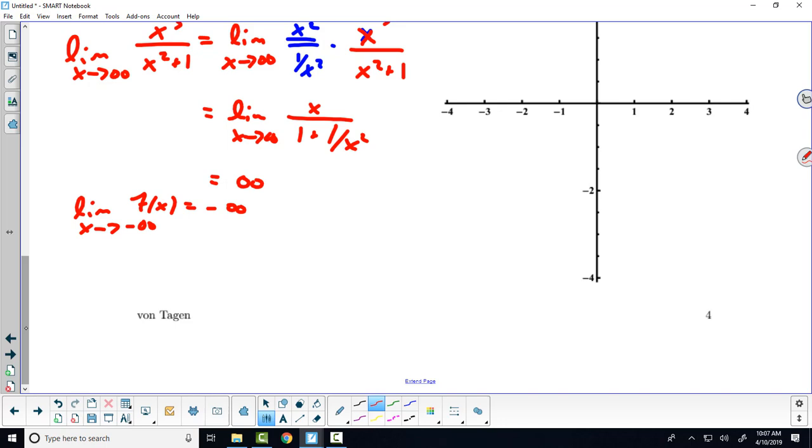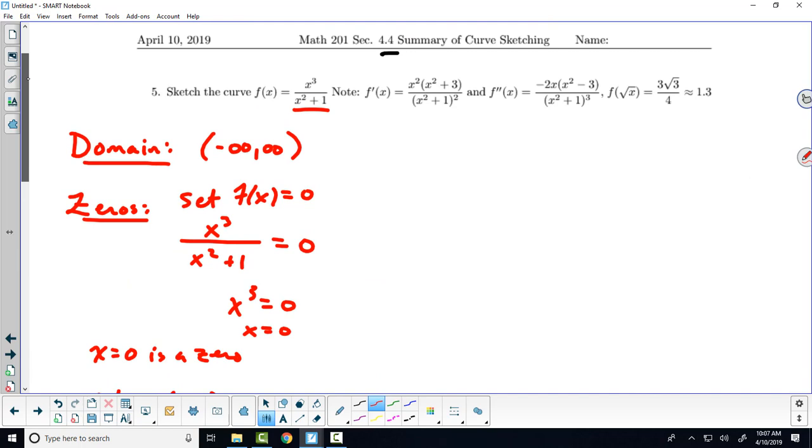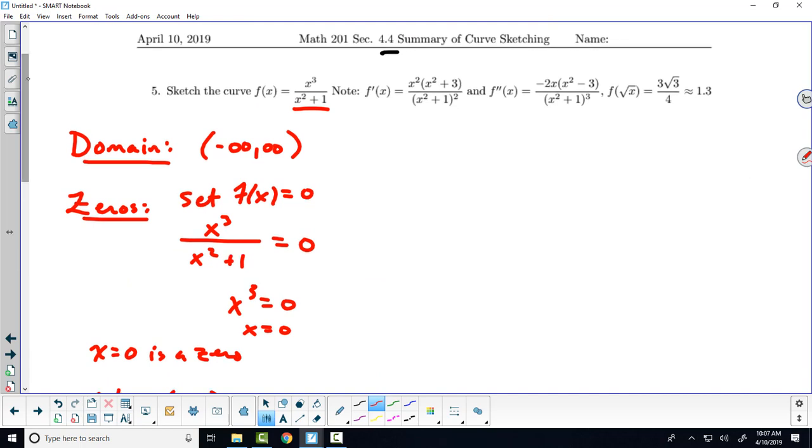Now what I want to look at, the reason why I wanted to do this function, is that this function has an oblique asymptote. Okay? I don't feel like it's essential that you show the long-term behavior in all cases. However, if you have a rational function like this one, and the degree of the numerator is 1 more than the degree of the denominator, then you will have an oblique asymptote.